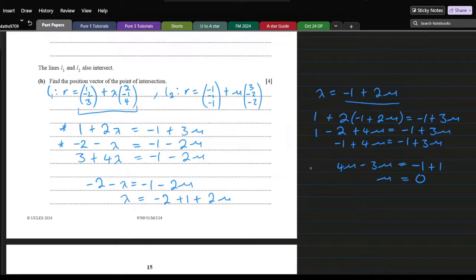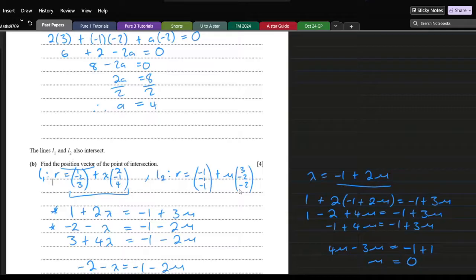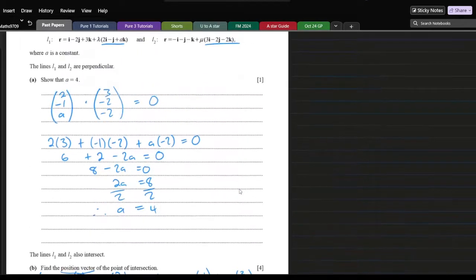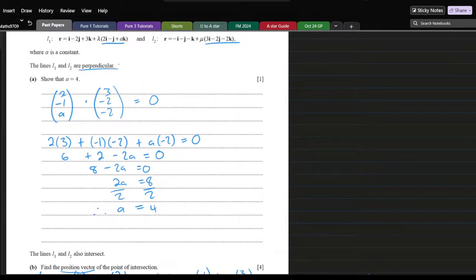Alright, so here we could go ahead and solve for lambda, but that doesn't help us. What we want to find is simply the position vector of the point of intersection. So let's just draw a picture of what we're working with here. First of all, we know that our lines L1 and L2 are perpendicular, so we're looking at something that looks like this, right? This would be L1 and this is L2, and they are perpendicular, and then we are looking for their point of intersection.